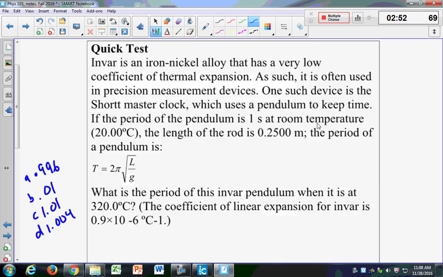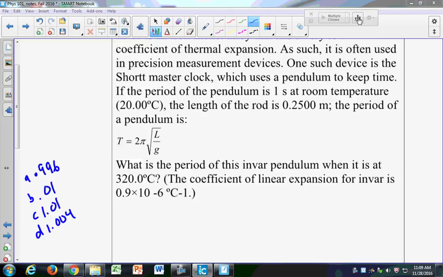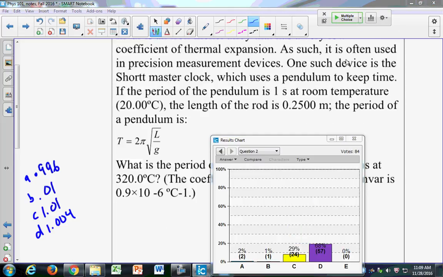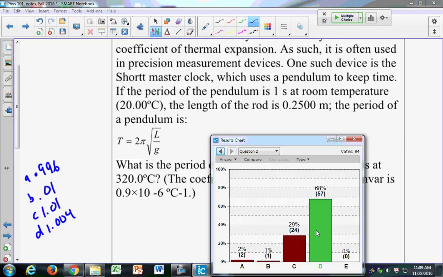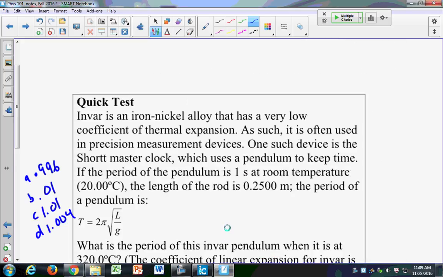All right, let's do just about 10 more seconds. I'm going to stop at 3:05. Ask your neighbor if you're not sure. Looks like we're sort of split up on what the right answer is. I'll stop at 3:05. Okay, let's see. I think D is right, but we'll just check.